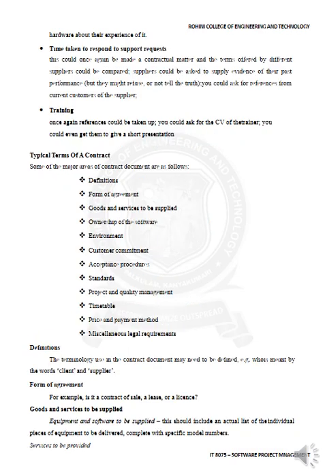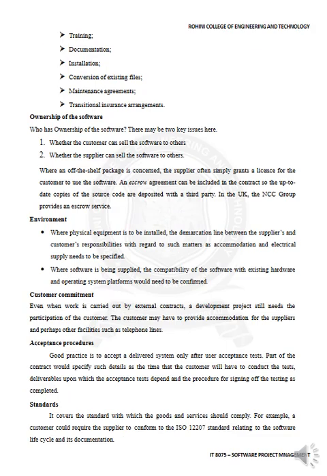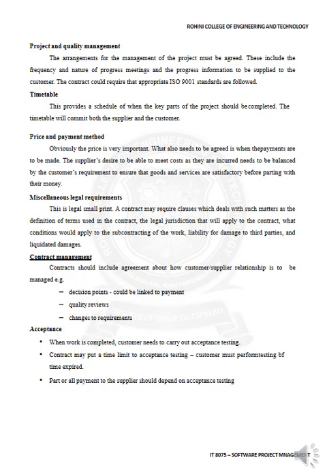The contract will have the form of agreement: what the goods to be supplied are, the owner of the software, the environment, acceptance procedures and standards, project and quality management, timetable, price and payment method, and customer commitment. Then the acceptance procedure: it is delivered only after the acceptance test.